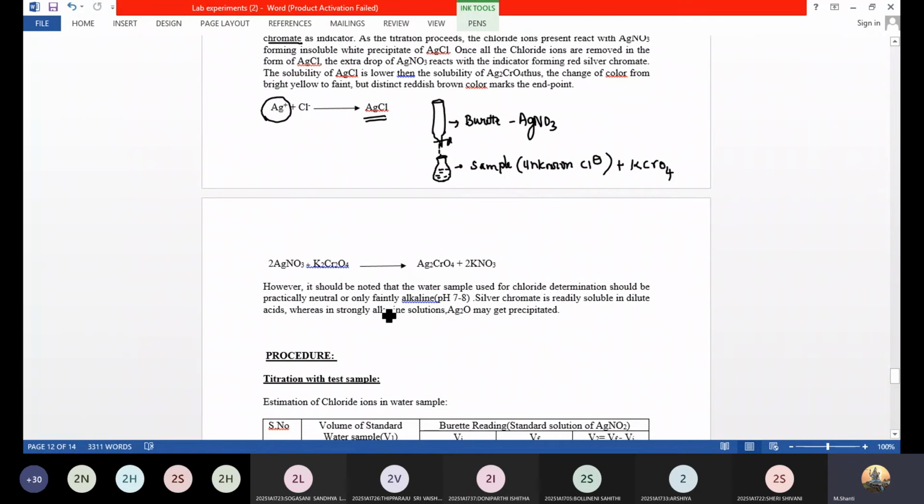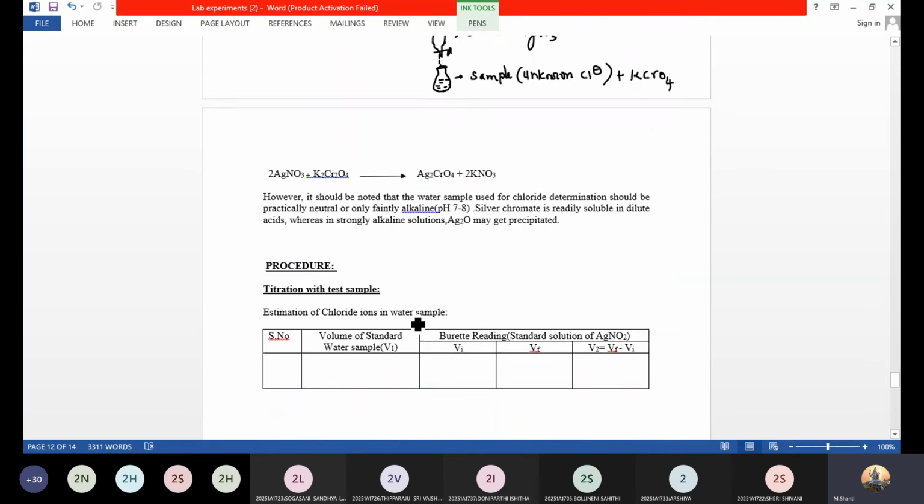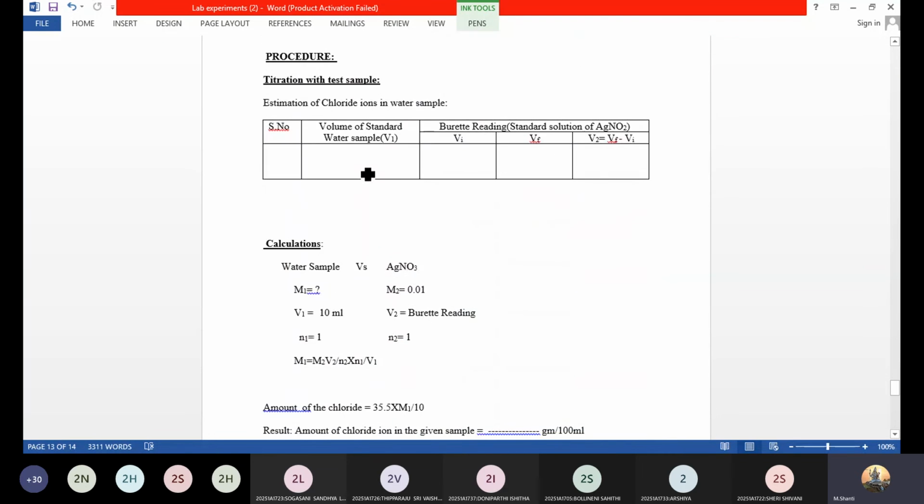The sample water must be neutral or a little alkaline, because the silver chromate which is formed here is soluble in dilute acids. Therefore we have to use water samples which are neutral or slightly alkaline in nature.